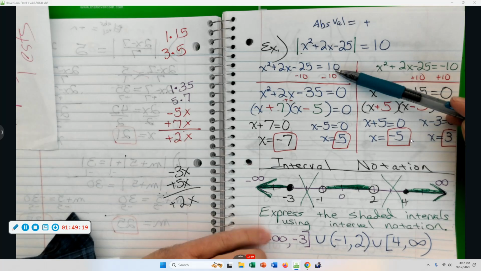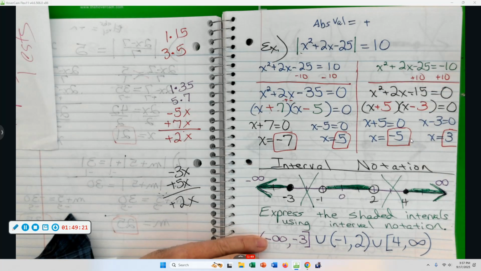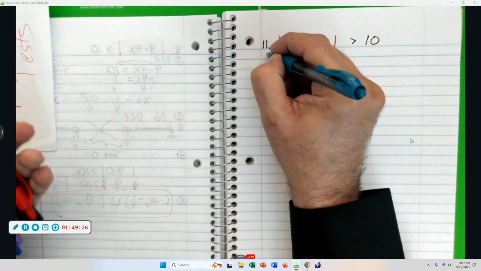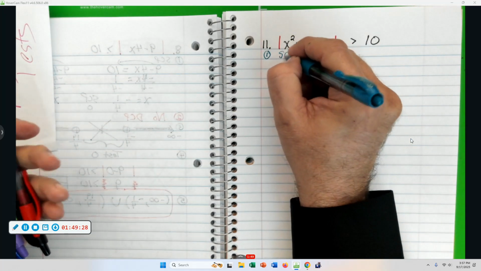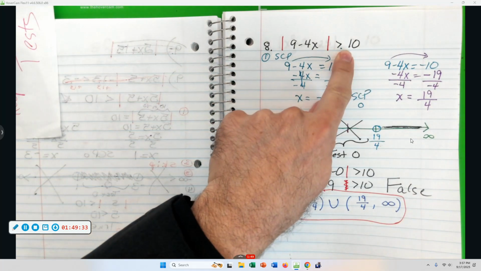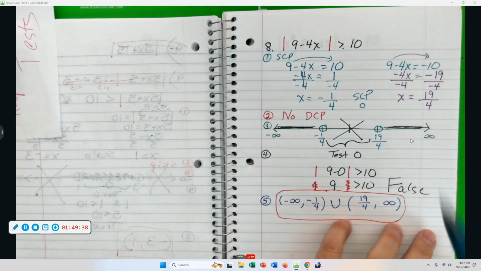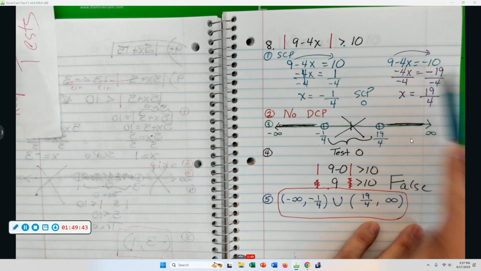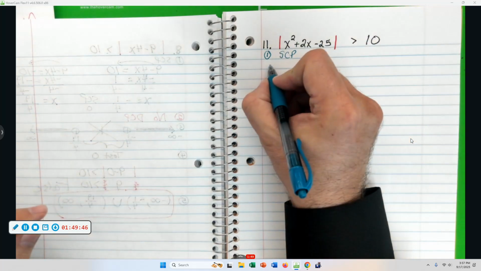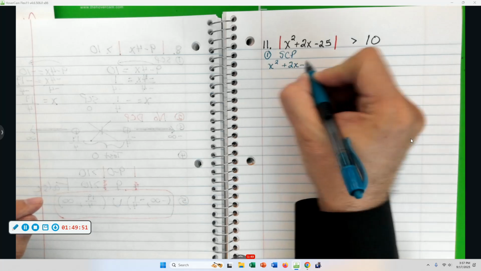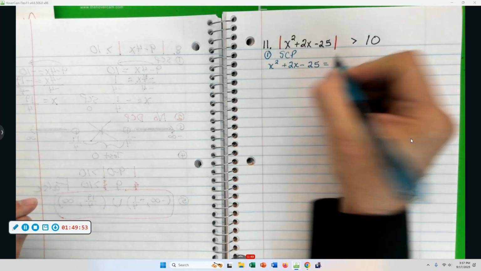And so you set it equal positive, equal negative. That's going to be the first step for finding the solution cut points. It just so happened that number 8 had greater than 10, and so does this one, but you still set it out the same way. Equals positive 10, equals negative 10. I'm going to have to write smaller. That was hard for me the last time, getting both of those things there.